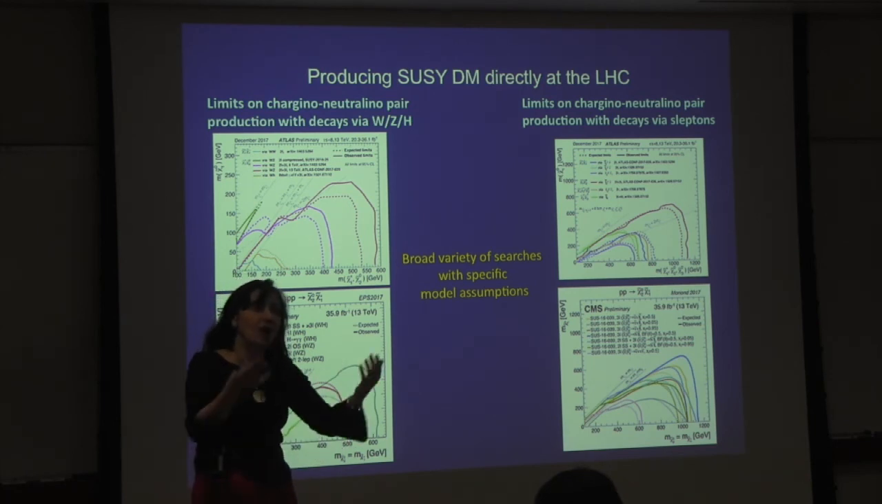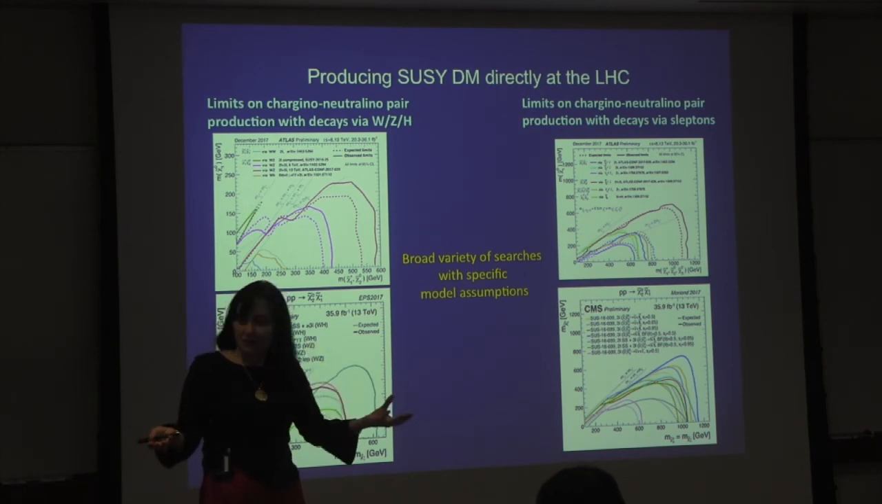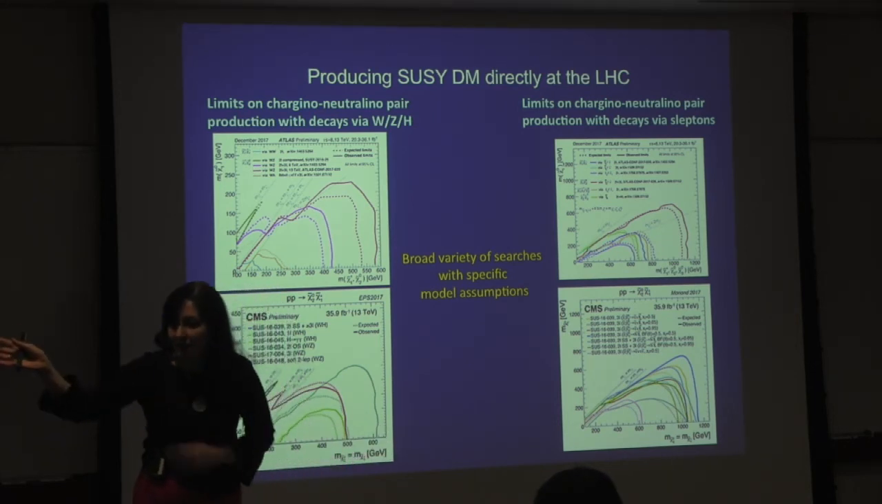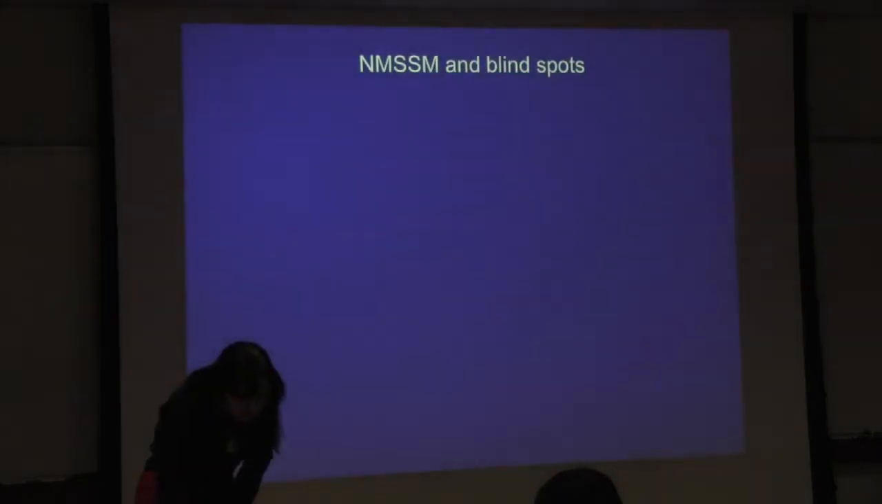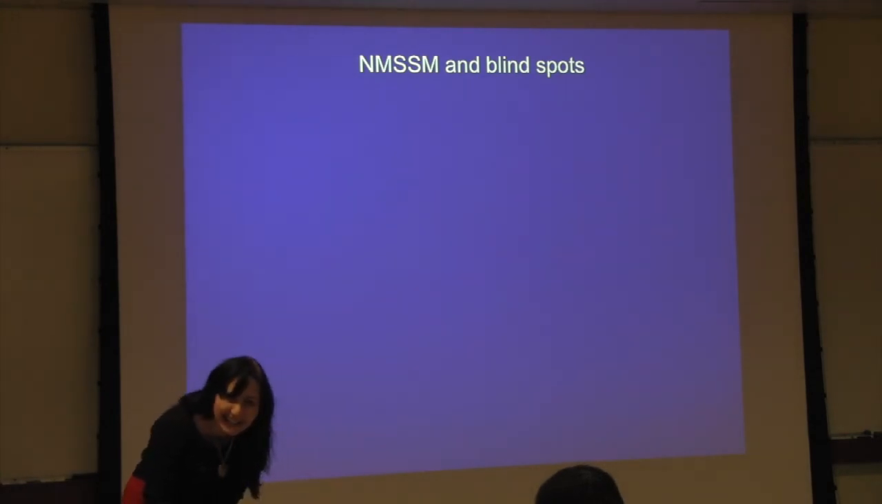And it opens up a lot of the ideas that I told you about, having blind spots, where you open up the parameter space of direct detection dark matter in a very important and interesting way, compatible with thermal freeze out. So this is the NMSSM and blind spots. I didn't have the time to write it, I'm sorry.